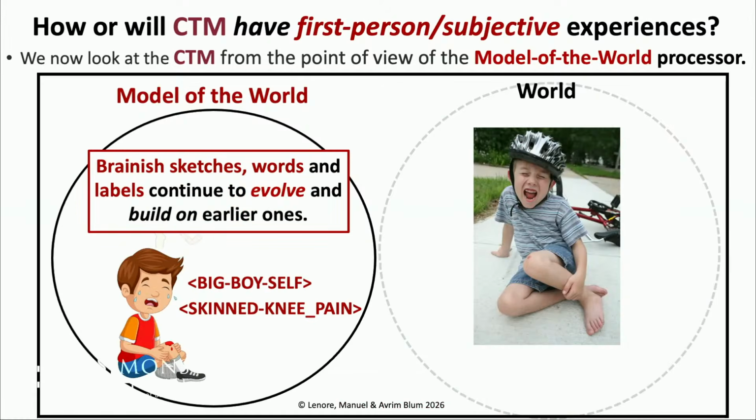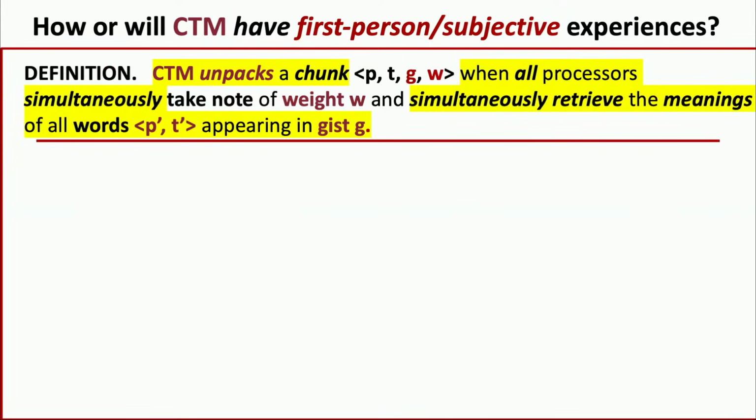Okay, so brainish sketches, words, and labels continue to evolve and build on earlier ones. So when this infant becomes a toddler and he names himself Big Boy Self and he has skin knee pain, that's going to be an evolved feeling of pain built on earlier pains, the labels that are given there. And here's another definition. We say that CTM unpacks a chunk, almost done, when all processors simultaneously take note of the weight and simultaneously retrieve the meanings of all words appearing in the gist.